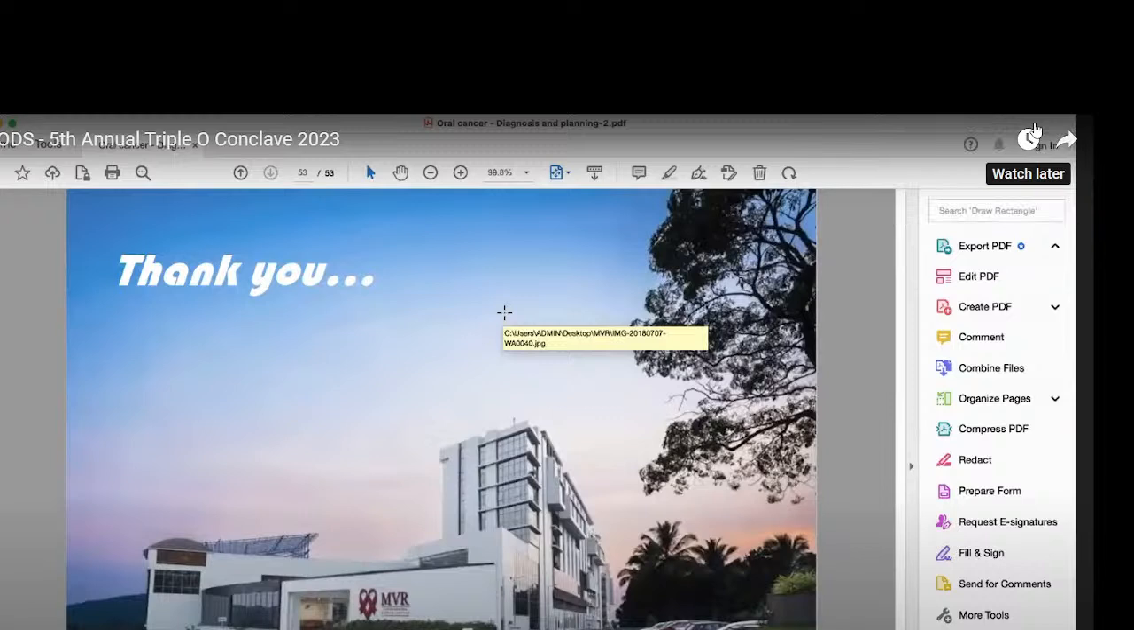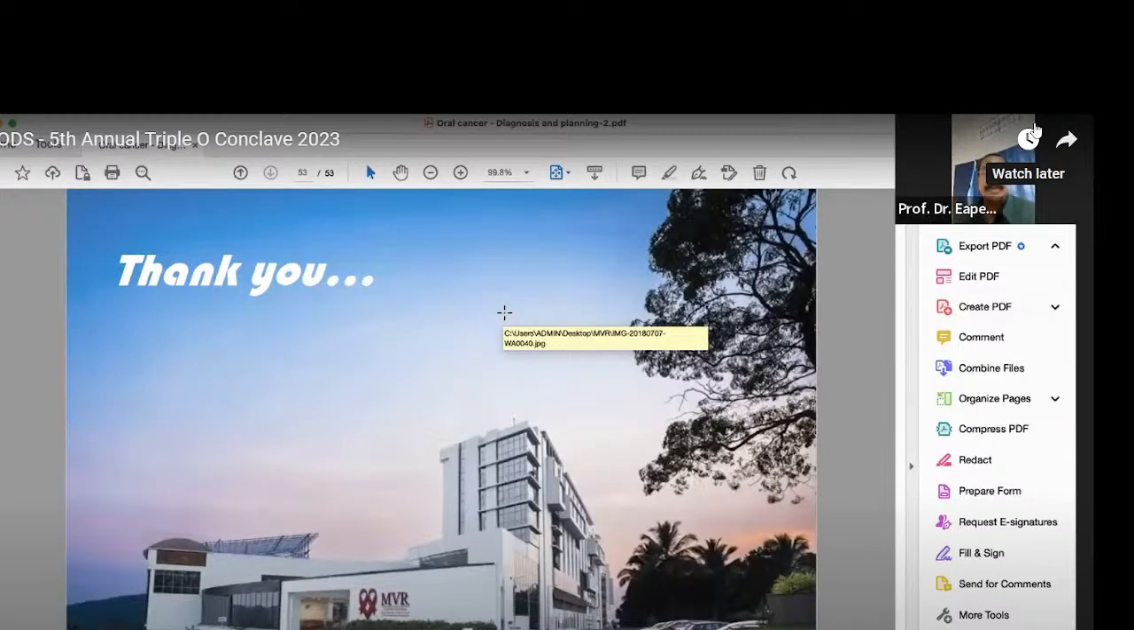Thank you, Sudhir. Now I have one question. What is this true cut biopsy? I've always seen this term, true cut biopsy. What is it? Yes, sir.